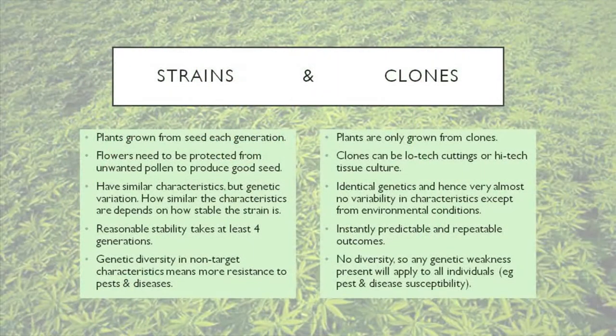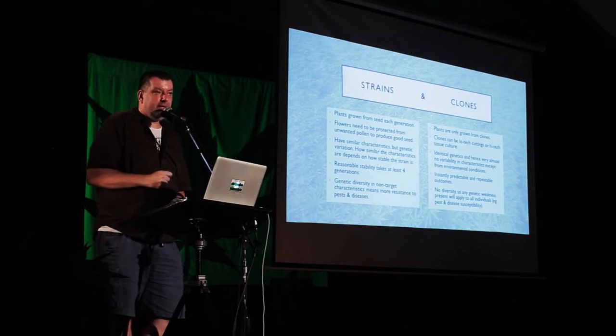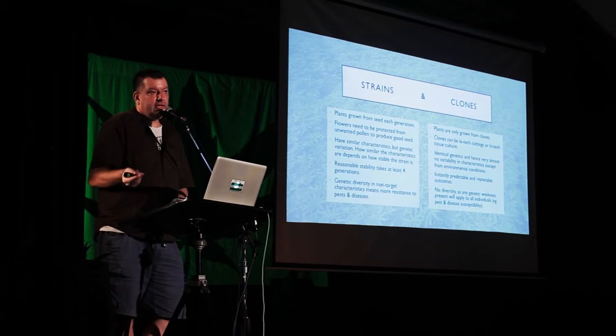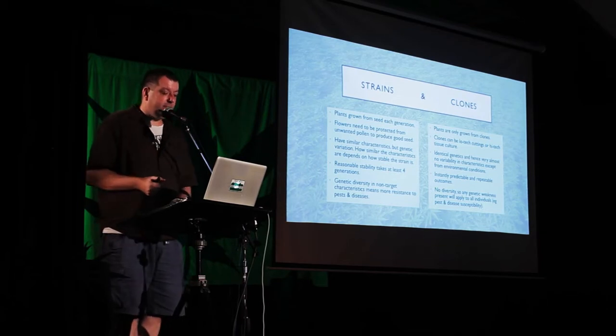So we'll start off with the difference between strains and clones. Strains are grown from plants from seed each generation, which means you have to grow flowers, you need to pollinate them and produce seed, and then start the cycle again. You need to also make sure that you keep all other pollen out. Whereas on the other hand, clones are always grown from one plant, and you keep on taking cuttings and propagating from the same plant. The clones can be low-tech or high-tech, so low-tech will be just doing cuttings, high-tech will be using a tissue culture protocol.